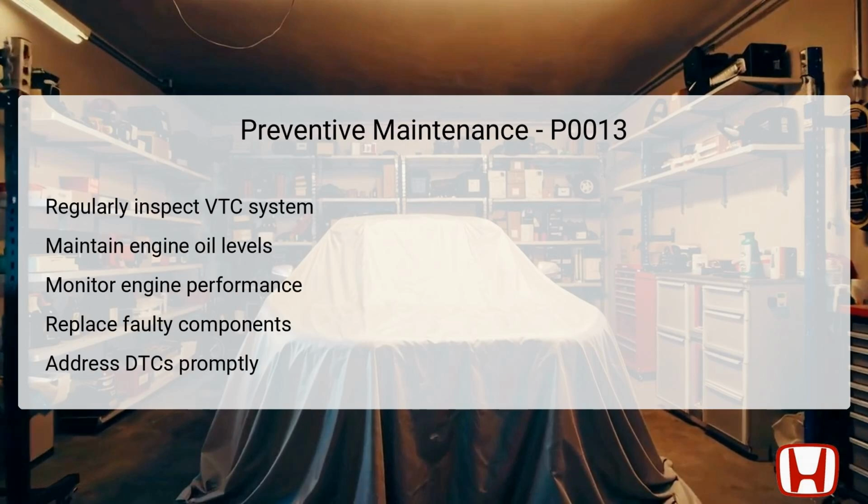Preventive maintenance plays a crucial role in reducing the likelihood of encountering DTC P0013 in the future. Regular inspections of the VTC system can proactively identify any potential issues before they escalate into major failure. Maintaining proper engine oil levels is vital, as oil not only lubricates engine components, but also facilitates the functioning of the VTC oil control solenoid.